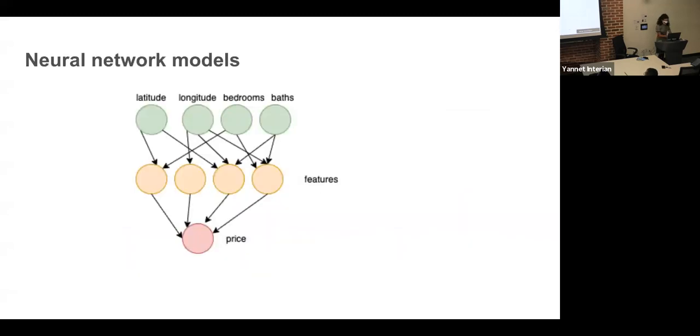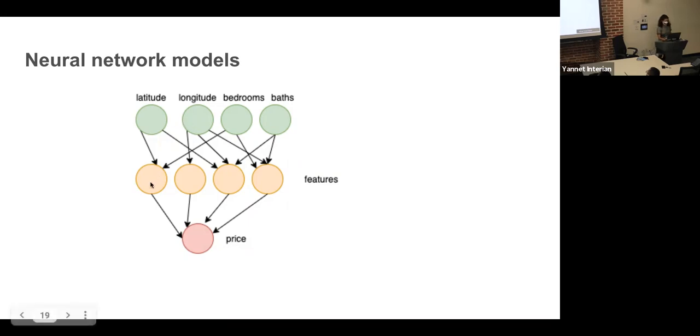So what is a neural network? I don't want you guys to be thinking that this is something too complicated. The best way I have to describe a neural network is that if you understand what a linear model is, you are basically doing that. In this case, I have four features: latitude, longitude, bedrooms, and baths.